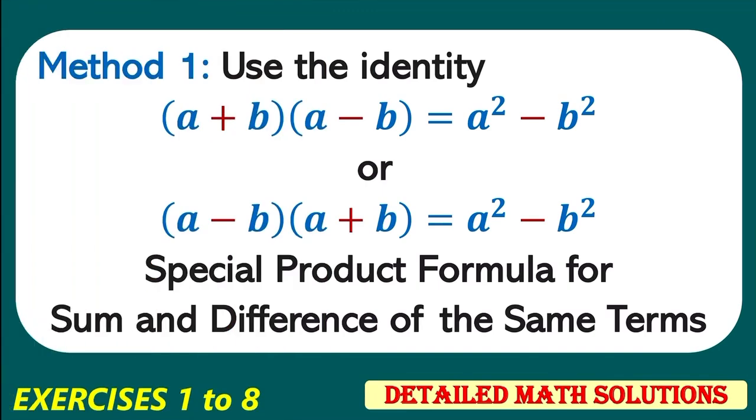The first method to solve these exercises is by using the identity a plus b in parentheses multiplied by a minus b in parentheses equals to a squared minus b squared, which can also be written as a minus b in parentheses multiplied by a plus b in parentheses equals to a squared minus b squared. This identity is also called special product formula for sum and difference of the same terms.